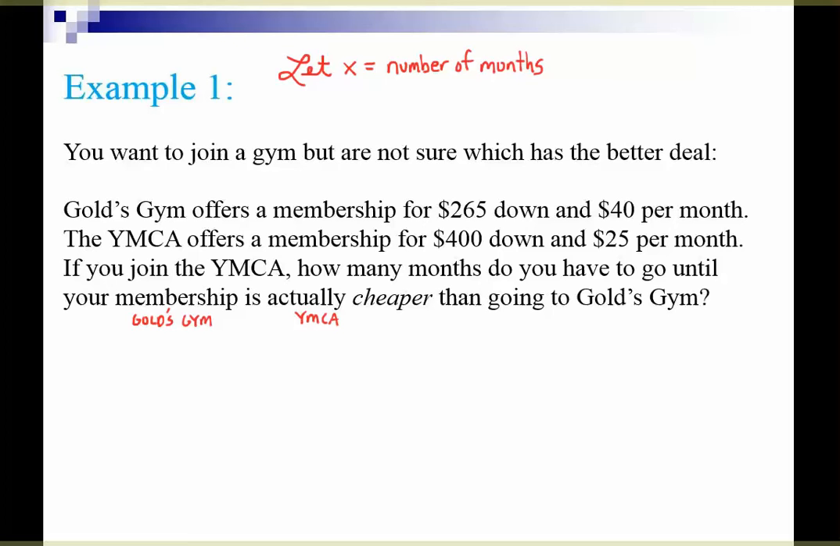So let's go to Gold's Gym. It says $265 down and $40 per month. Well, how would you write that mathematically? Why don't you go ahead and try that on your own? How would you represent $265 down and $40 per month? Go ahead and write that on your paper. Maybe hit pause if you need to.